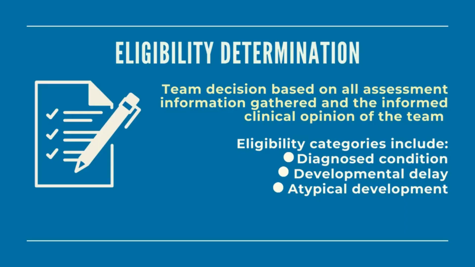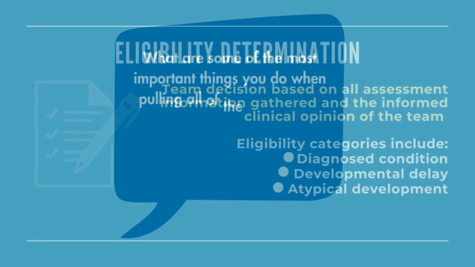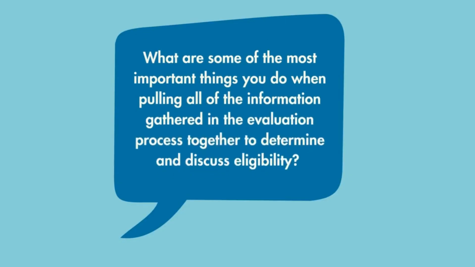Early intervention teams then pull together all of the information gathered through records and medical history, observation, interview, assessment, which may include a formal evaluation tool, to determine if a child is eligible based on one of the 3 eligibility categories, including a diagnosed condition likely to lead to delay, a documented developmental delay, or development that is determined atypical based on informed clinical opinion. We will hear from Ashley, a service coordinator in the Birth to 3 program, about her process of leading the team in determining eligibility and sharing results in a meaningful way with families.